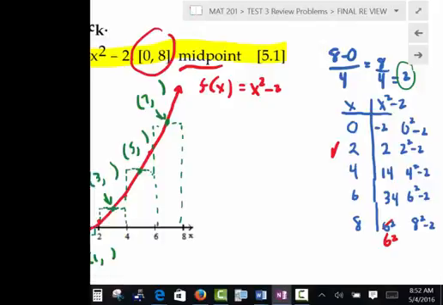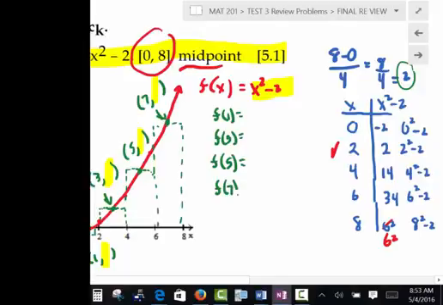Now what we need to do is find these y values. When we do these y values, we're just going to evaluate the function. Our function is x squared minus 2. So what you need to do is just plug in these x values. You want to work out f of 1, f of 3, f of 5, and f of 7. It's arithmetic. Once you get the setup done on this problem, it's all an arithmetic problem.